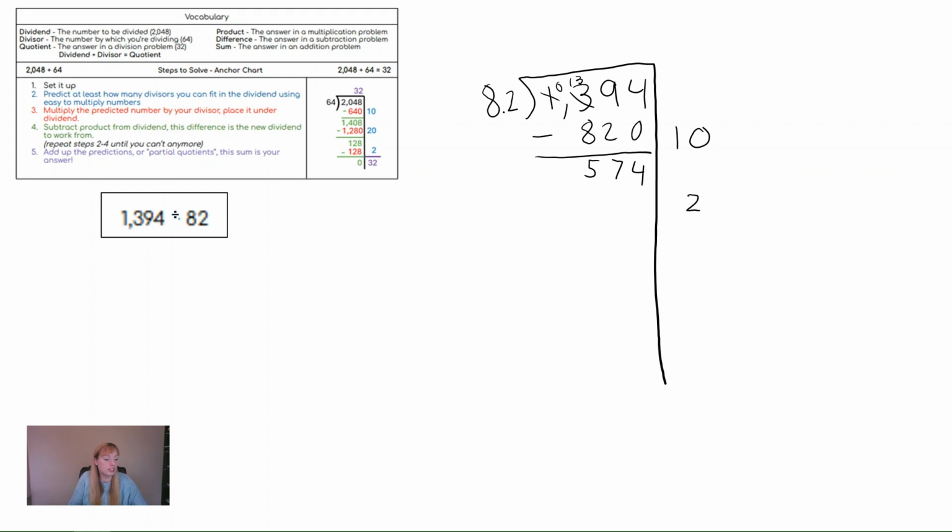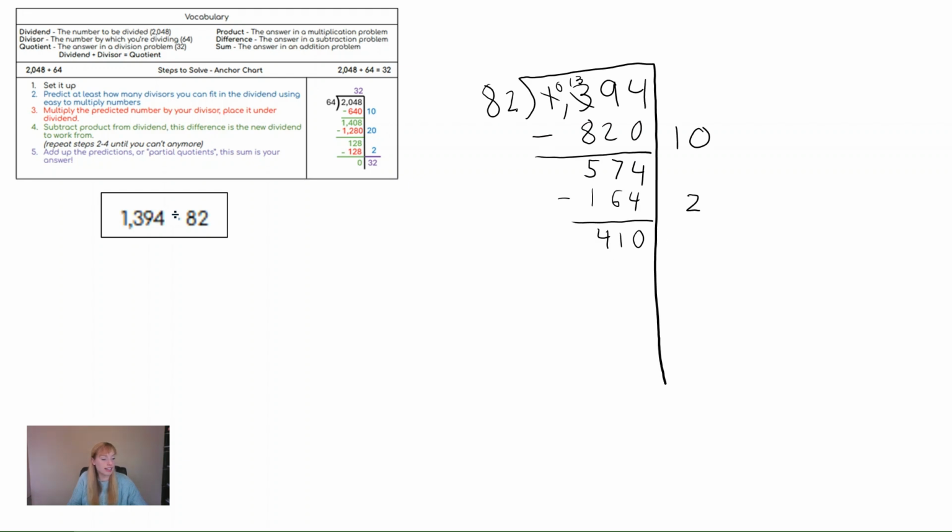Multiply 2 by 82. I know 2 times 82 is 164. And then I can move to step 4, subtracting. 4 minus 4 is 0. 7 minus 6 is 1. And 5 minus 1 is going to give me 4. Alrighty, that's my new dividend to work from. I'm going to repeat the steps again.